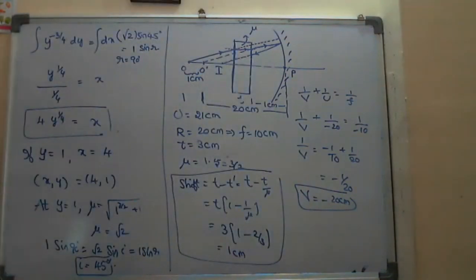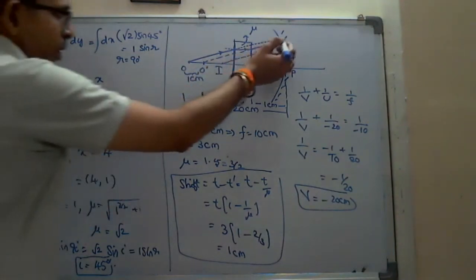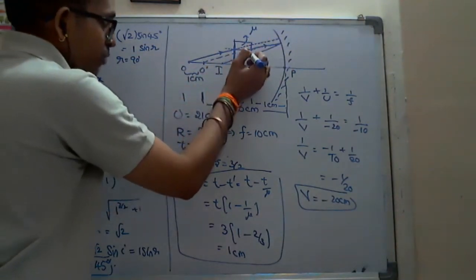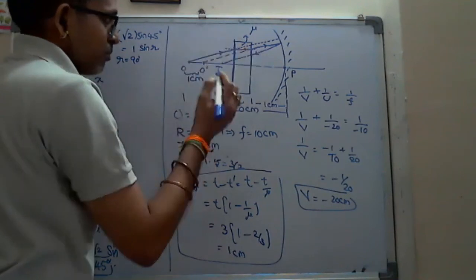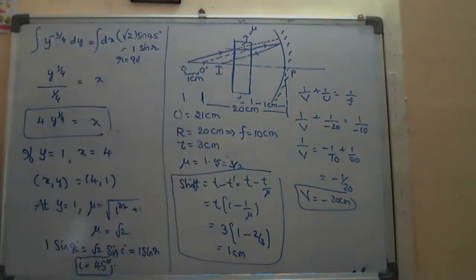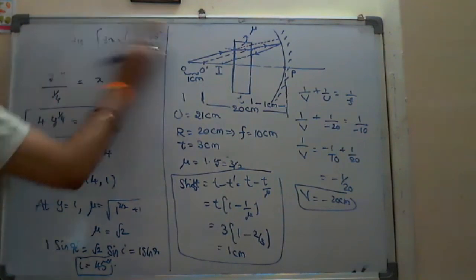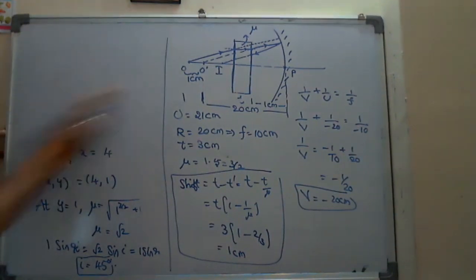But again that is not the answer now. Why? Because again while passing through the glass slab you are finding out some refraction. That refraction, to understand, I will draw the diagram separately here. You can understand very easily.